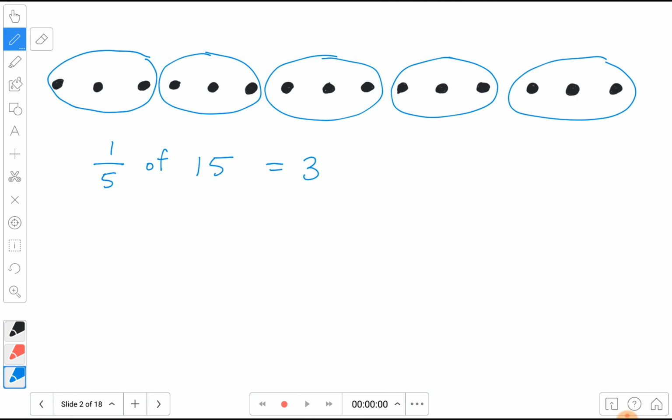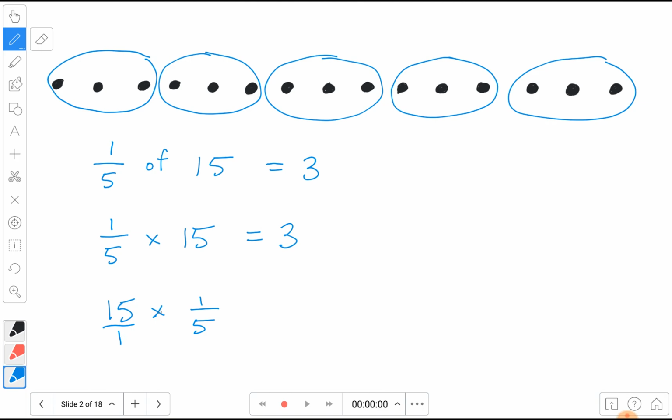So 1/5 of 15, we can write out mathematically as 1/5 times 15. 1/5 times 15 equals 3. So we can draw a nice picture if we want to figure it out, or when we're multiplying a whole number by a fraction, I'll just write it the other way, 15 times 1/5. We can also think of this as a fraction times a fraction. 15 over 1, of course, is just 15, right?